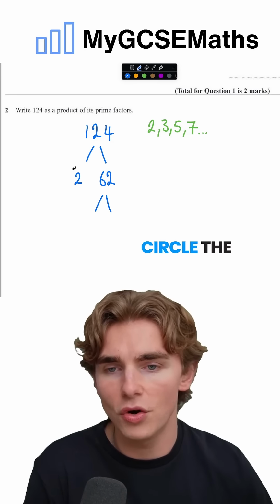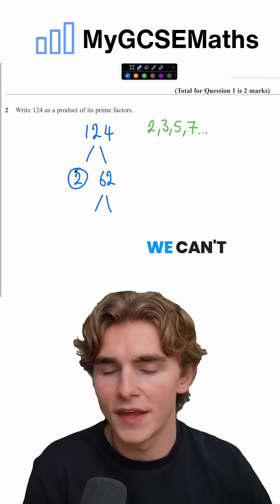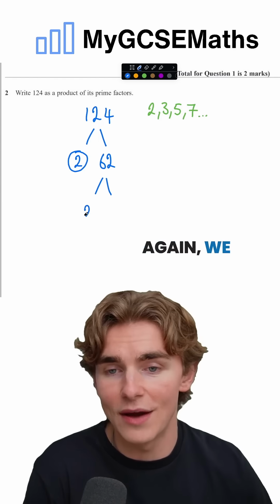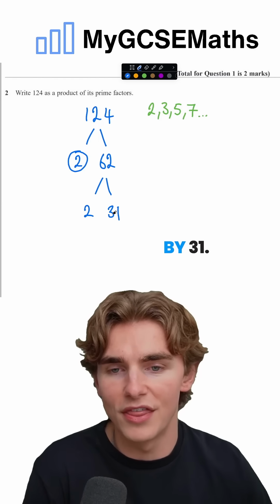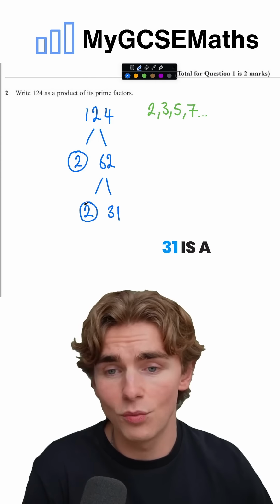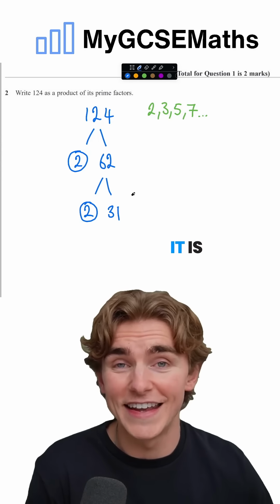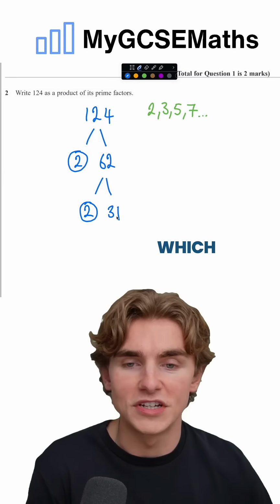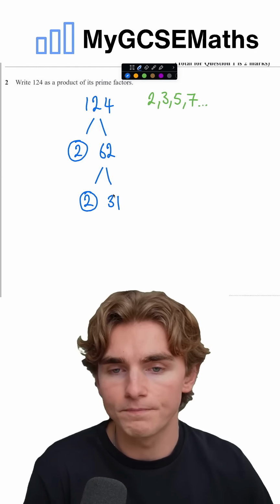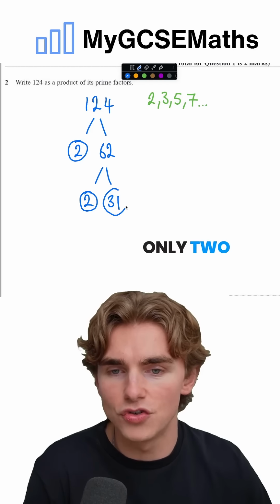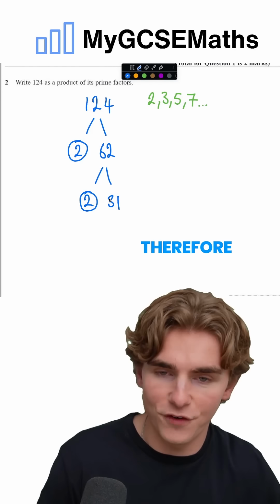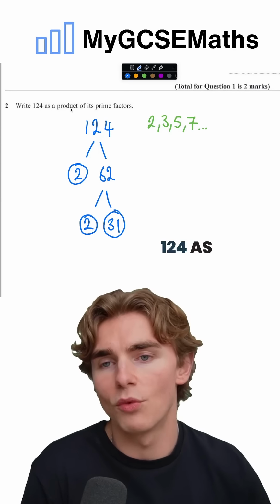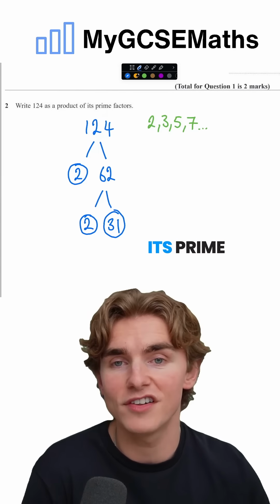Now, we can circle the 2 because it's a prime number. We can't split that down any further. And then we can split the 62 down into, again, we can divide it by 2. So 2 times by 31. Now, to be honest, 31 is a pretty big number, but actually it is prime. There are no two numbers apart from 1 and 31, which times together to give 31. Therefore, it has only two factors. Therefore, 31 is prime. The question though says write 124 as a product of its prime factors.